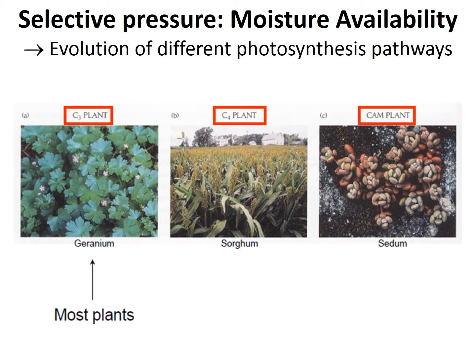Thinking back to how natural selection works, you have selecting agents, environmental conditions that favor some inherited trait over another, and targets of selection, those inherited traits that are expressing the pressure from the environment. In this case, the selective pressure is moisture availability. In these drier climates, plants using the C3 pathway are not going to be successful.